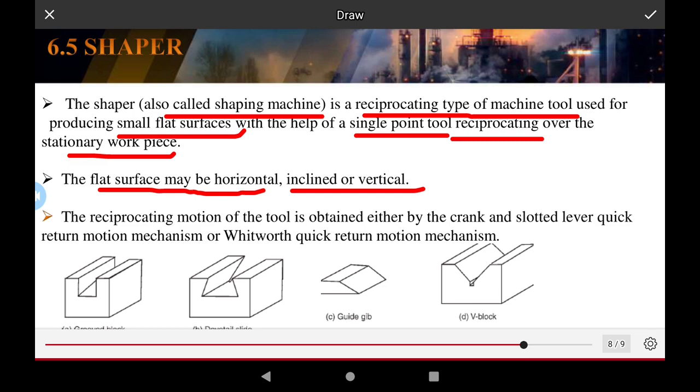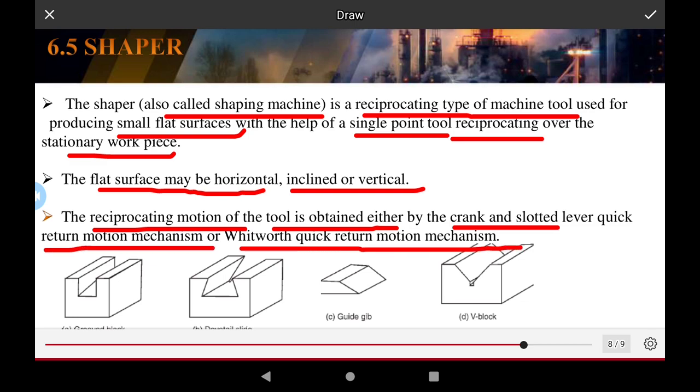The reciprocating motion of the tool is obtained by either a crank and slotted lever quick return motion mechanism. This is the workpiece and the cut on the surface of the workpiece.